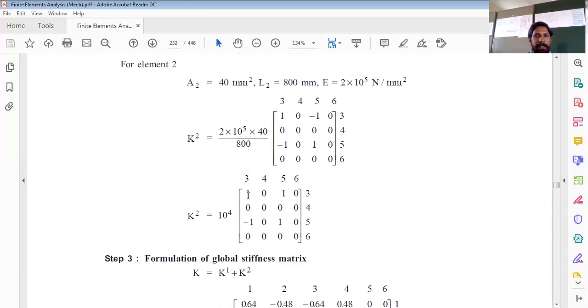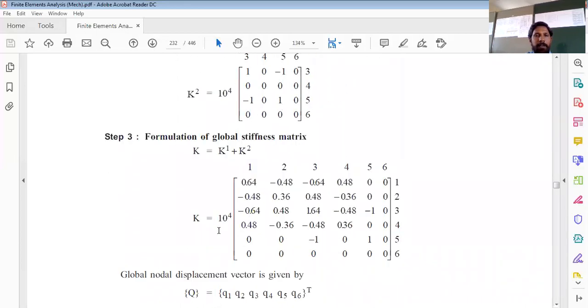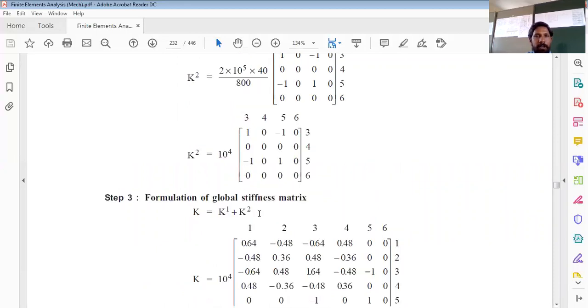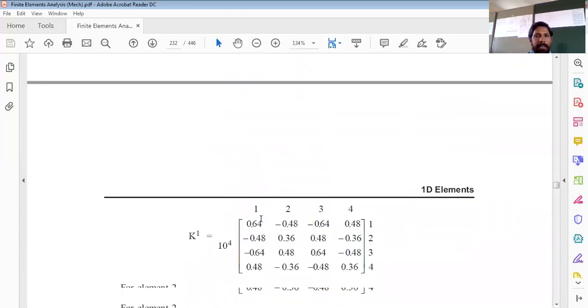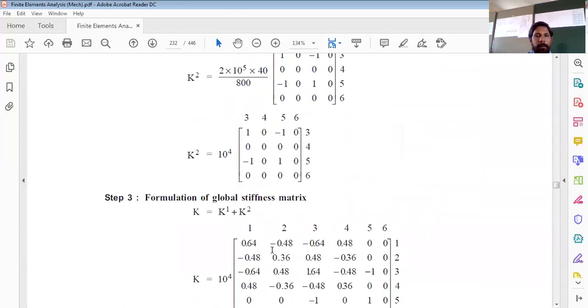For both matrices, 10 to the power of 4 is common, so you have to write 10 to the power of 4. We have to search for each entry of the matrix separately. That is 1 cross 1. It is there in K1. Its magnitude is 0.64, so you have to write 0.64.